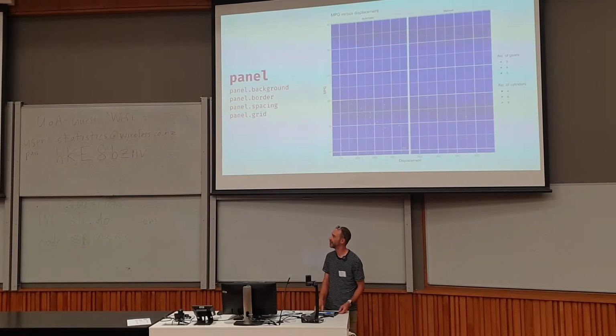As I said, the panels are the things behind the area where your data is being displayed. If you don't have facets, then you just have one panel. If you have multiple facets, then there's a panel for each of those. And again, these have backgrounds and borders. There's also the spacing between the panels, which can be quite a useful thing to adjust. And the panel grid is the grid lines that show up on the chart or not, if you want them.